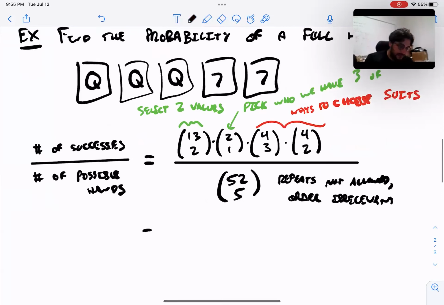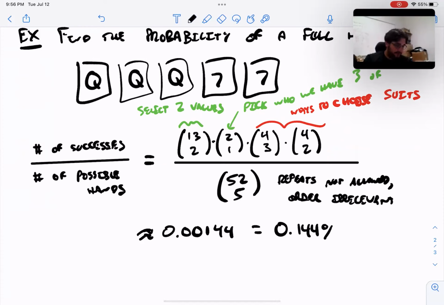So that's our expression. Now this expression, if you grind out all the numbers, you get roughly 0.00144. There are more decimals, I'm truncating it. Or if you want to see it as a percent, it's about 0.144%. This is the probability of a full house.